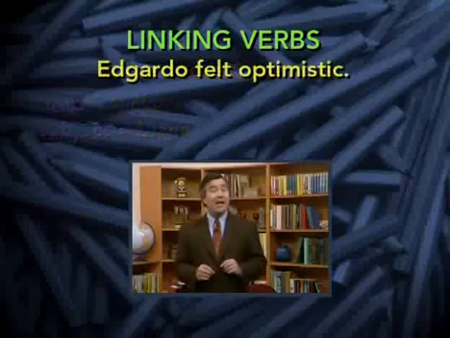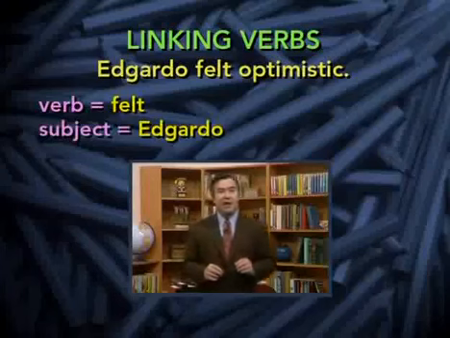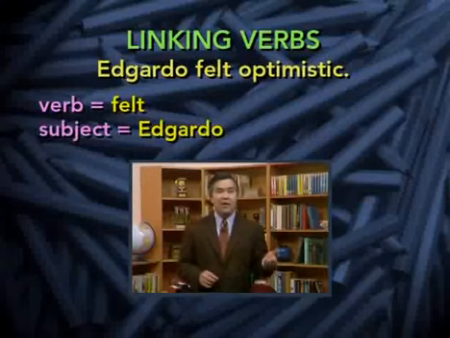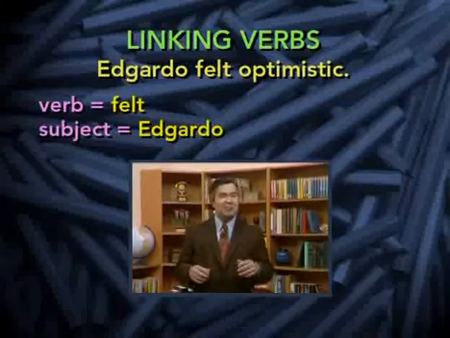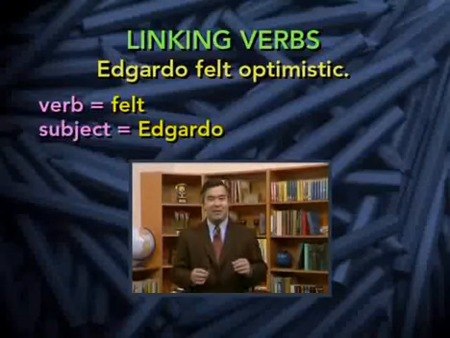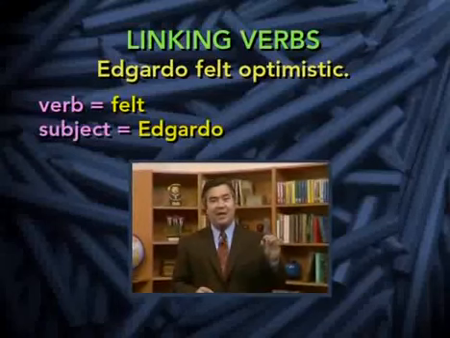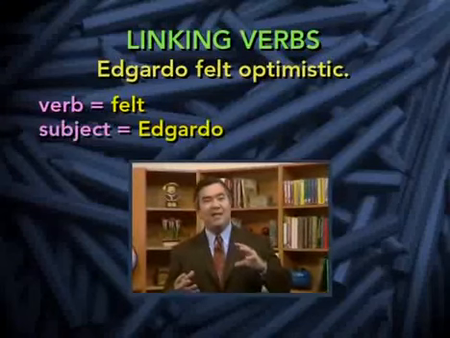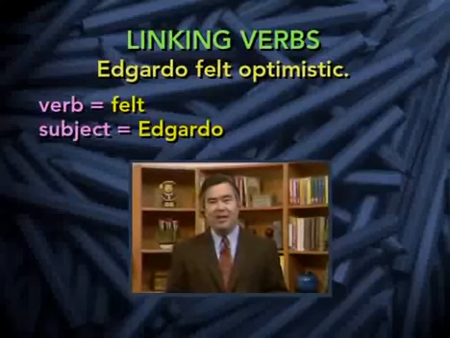One more example. Edgardo felt optimistic. In this sentence, the verb is felt, and the subject is Edgardo. And what did Edgardo feel? He felt optimistic. Once again, felt is being used as a linking verb in this sentence because Edgardo and optimistic are being linked. They are being equated. When we say that Edgardo felt optimistic, that's almost the same thing as saying he was optimistic. It's just putting a slightly different meaning on it. So in this sentence, felt is being used as a linking verb, and what comes before and after the linking verb, those two things are being equated or being made to appear the same. Edgardo and optimistic go together, and that's why felt is considered a linking verb in this sentence.